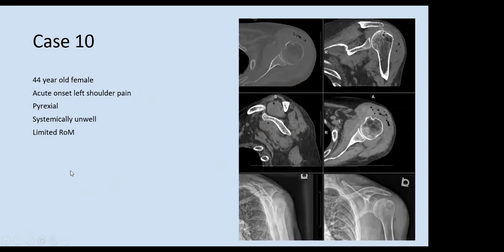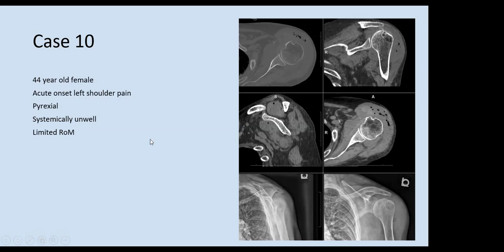Another case, we have a 44-year-old female patient presented with acute shoulder pain. Patient is febrile with systemic features and limited range of motion. We start with the radiographs, and as we look at the radiographs, there's soft tissue swelling, and we see foci of air in the soft tissue, also foci of air projecting over the humeral head. We move on to the CT scan. We see fluid collection in the subacromial subdeltoid bursa with multiple foci of air within the bursa. Same thing here on the coronal, we see effusion in the bursa with the foci of air.